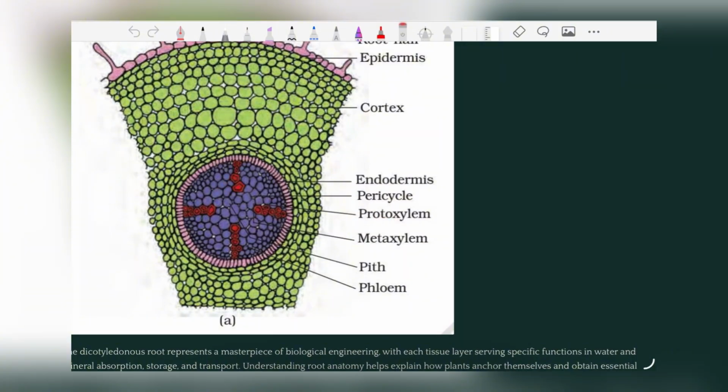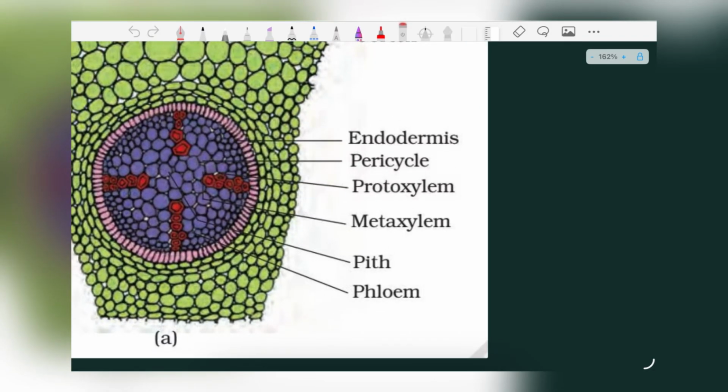This is the protoxylem, this is the metaxylem. Afterwards you will know how to recognize protoxylem and metaxylem. The central part is called the pith and the phloem is over here.